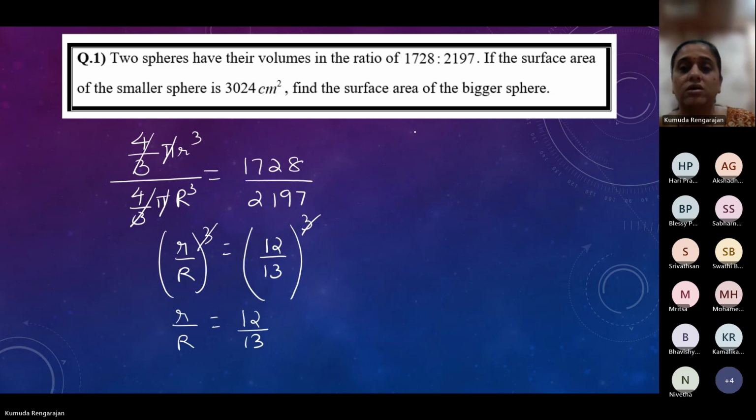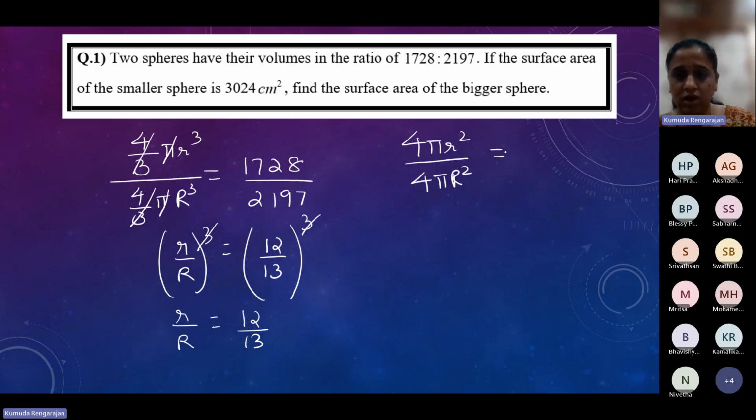Now, if the surface area of the smallest sphere is 3024, let's just write the ratio of the surface areas. So we have 4 pi r square by 4 pi R square, right? Because surface area of a sphere is 4 pi r square. So 4 pi small r square by 4 pi capital R square is equal to, what are we given? We are given the surface area of the smaller sphere. So let's write that in the numerator.